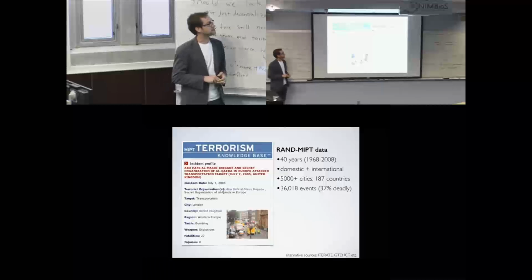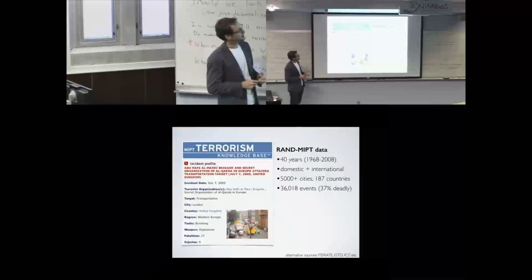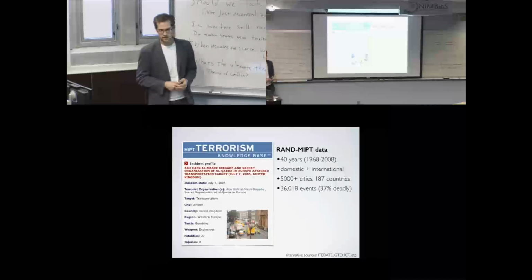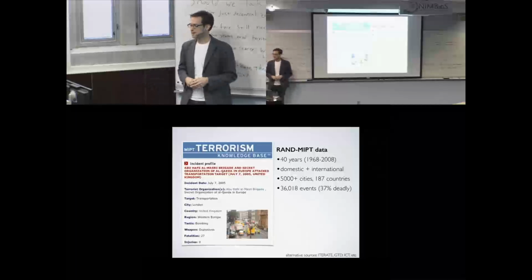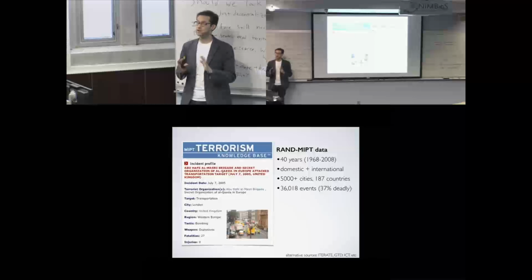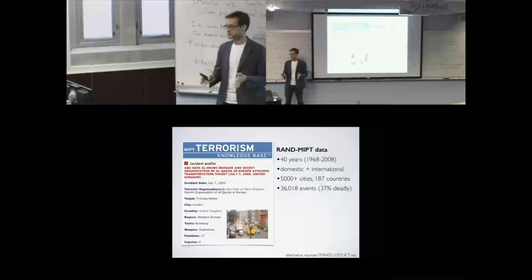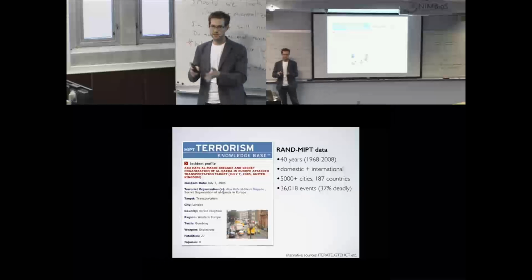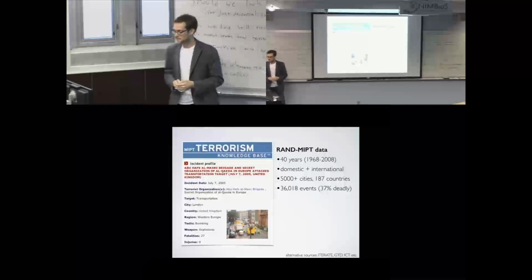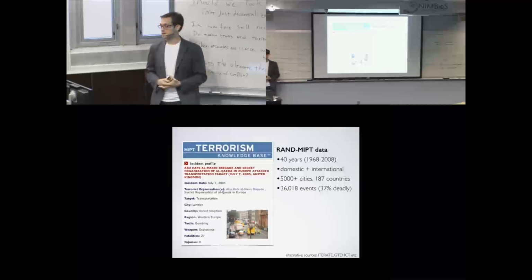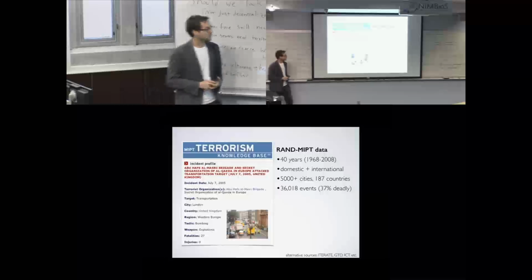The National Memorial Institute for the Prevention of Terrorism database covered about 40 years of time worldwide, so almost every country was included, domestic plus international events, although there are some subtleties there. They only collected international events at first, and they only collected domestic events since the Oklahoma City bombing attack. So the database has 30 years of just international and then 10 years of international plus domestic. It does cover the entire world, and about 36,000 events is a lot.